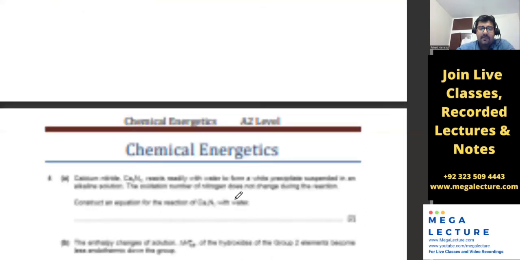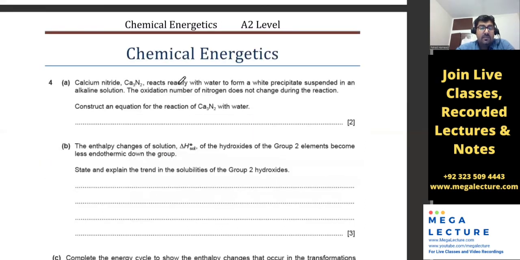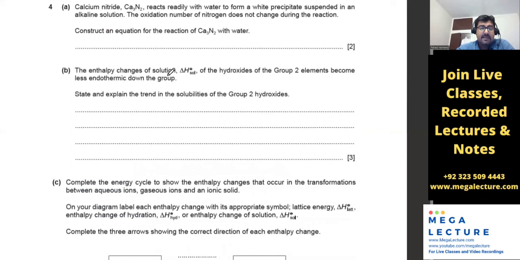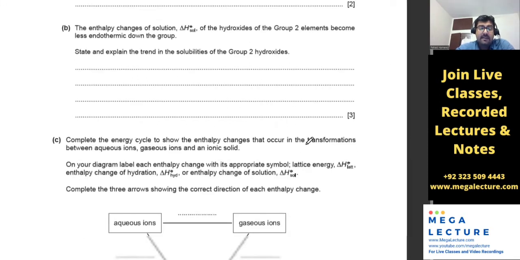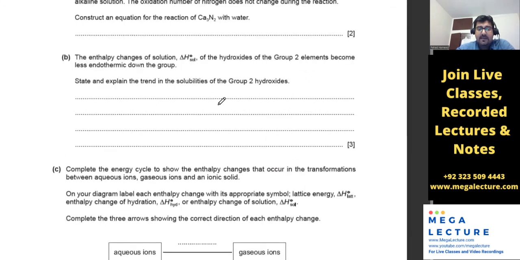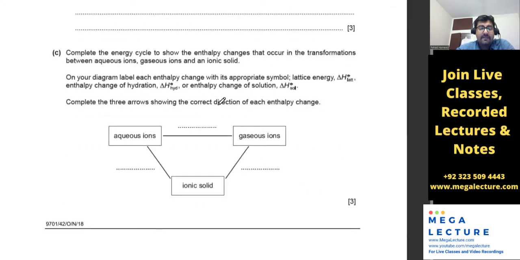You can have the same one: group 2 hydroxides, 3 marks. State and explain the trend. It gets less endothermic down the group. They've already stated that, so you have to write the rest of the part. Okay, that's 3 marks. So you're going to write that exact same thing, just repeat it. Over here, they've given the cycle as well.